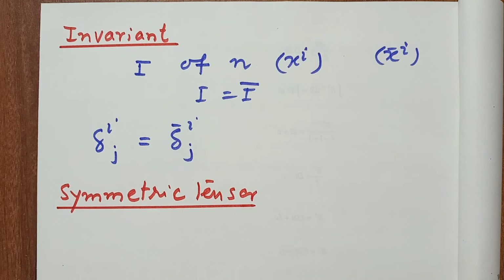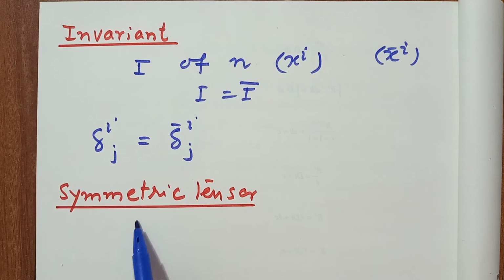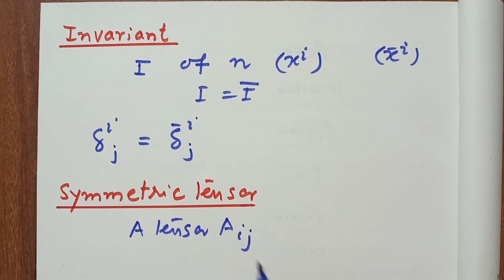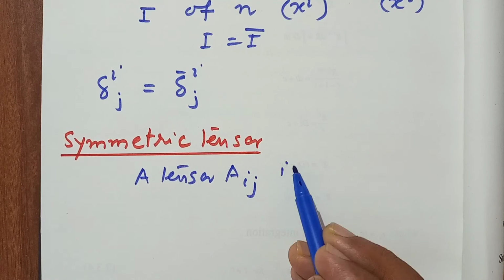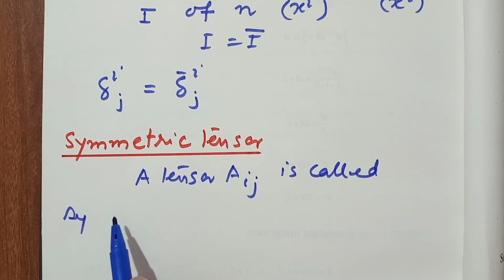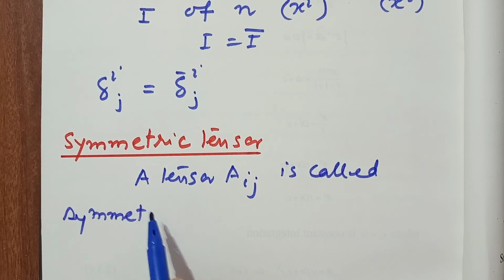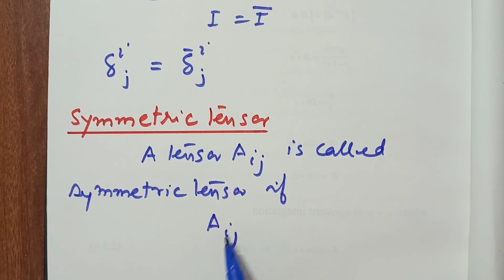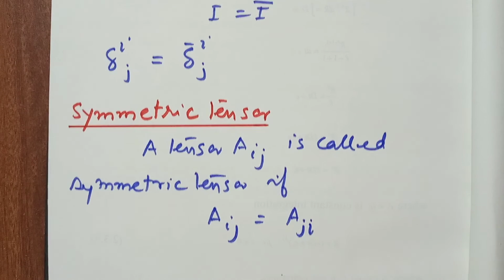Symmetric tensor. What is a symmetric tensor? A tensor A i j is called a symmetric tensor if A i j is equal to A j i. That means if we interchange i and j, the value is equal. So this is called a symmetric tensor.